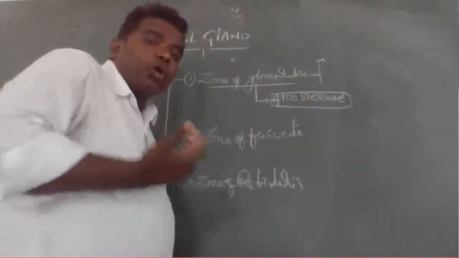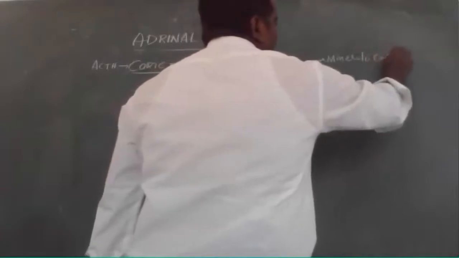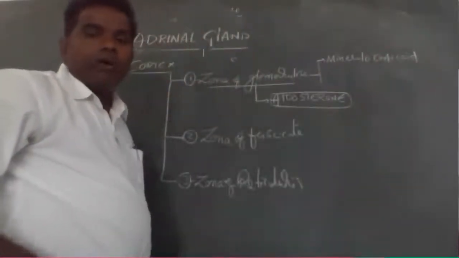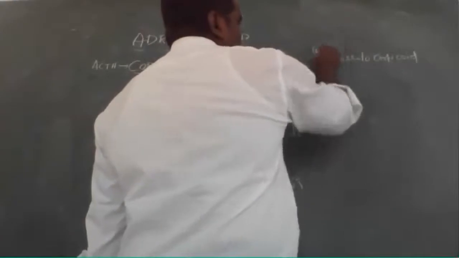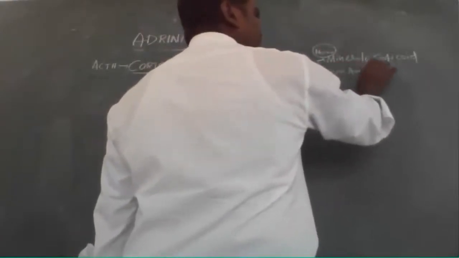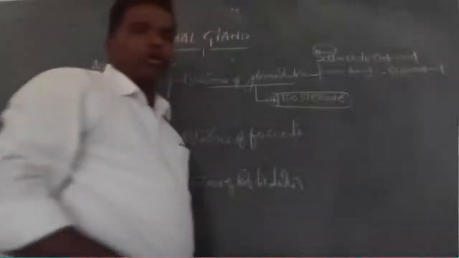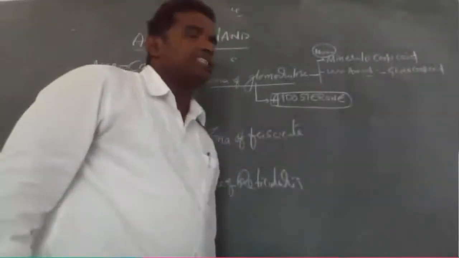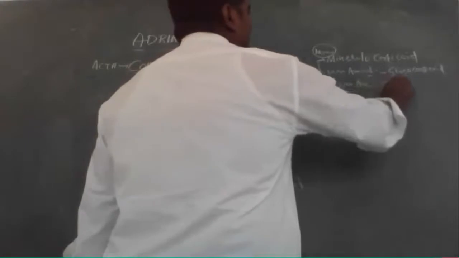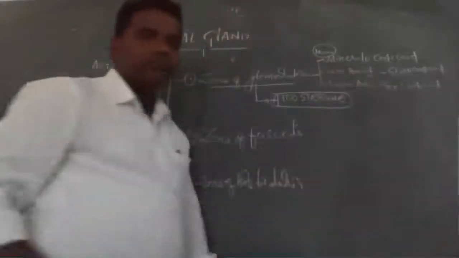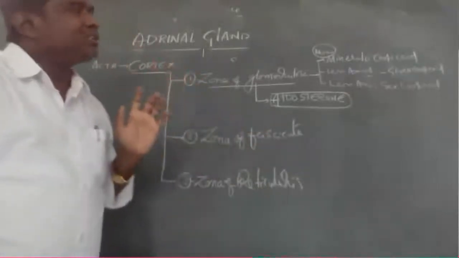But aldosterone belongs to which group? From the zona glomerulosa, a larger amount of mineralocorticoid is secreted, and a smaller amount of glucocorticoid, and a smaller amount of sex corticoid is secreted. This is very important.